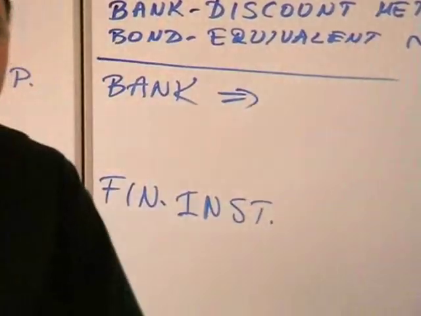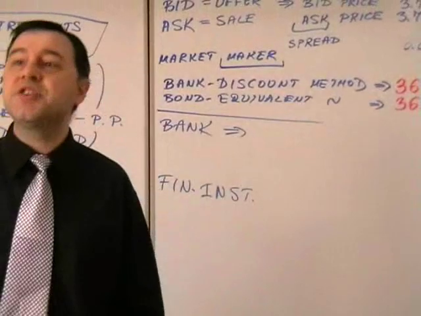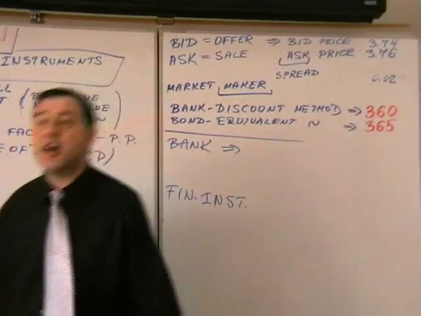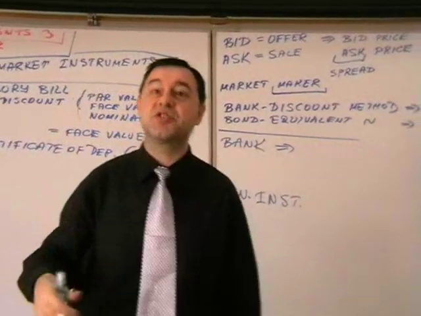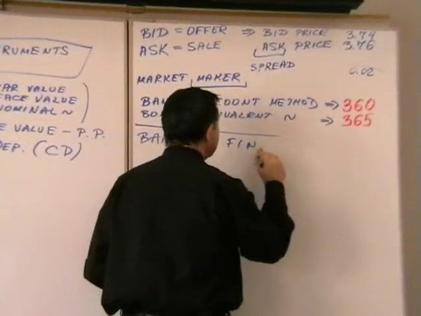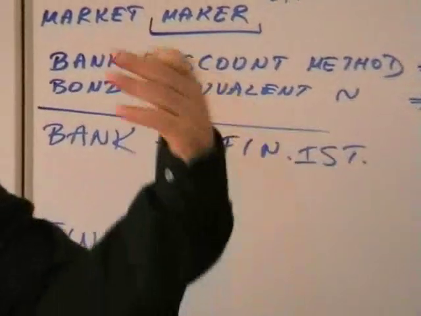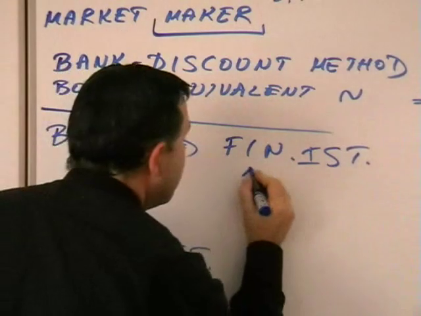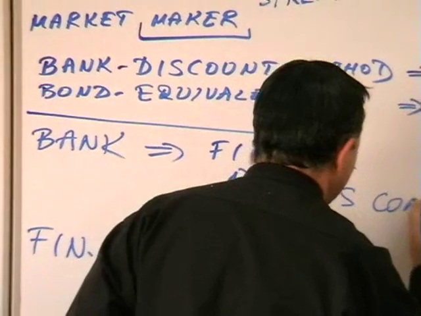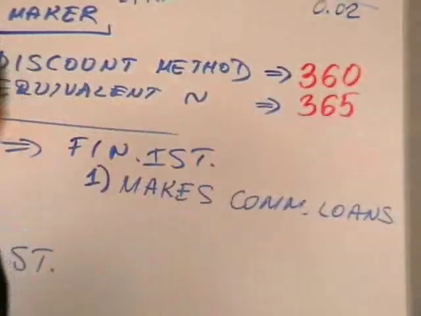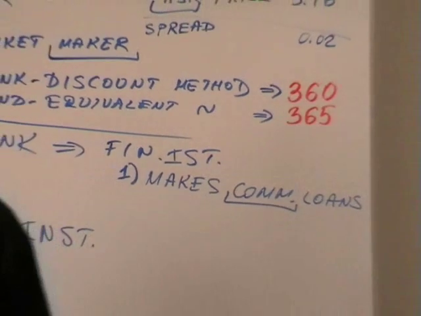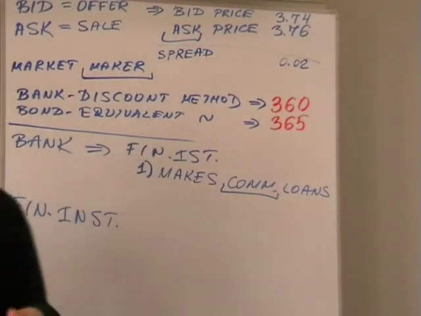So what is a bank? Intermediary. Yes, a mutual fund is also a financial institution. A pension fund is a financial institution. An insurance company is a financial institution. An investment bank is a financial institution, etc. So there are 15 different major financial institutions. So a bank is a financial institution which, number one, makes loans, we add commercial loans. This is very important. It has to make commercial loans in order to be called a bank, because it could be making mortgage loans, and a savings and loan association makes mortgage loans.